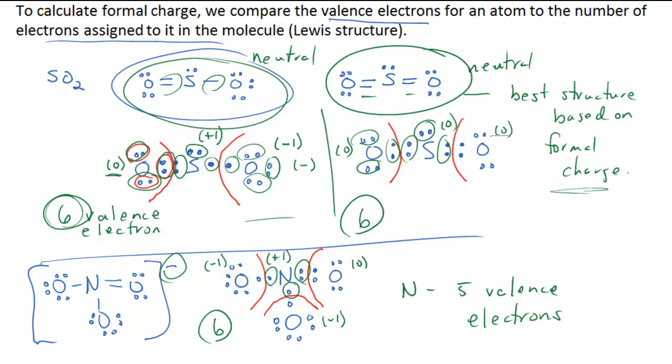And so what we see is that our formal charges must add up to the charge of the molecule or ion. Molecules would be neutral, so they should add to 0. This is an ion with a -1. We have -1 and -1, which is -2, and +1. Those add to -1. That looks good.